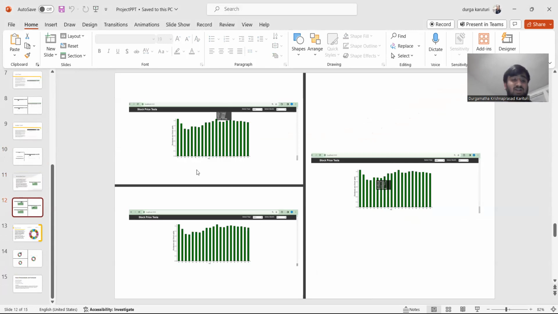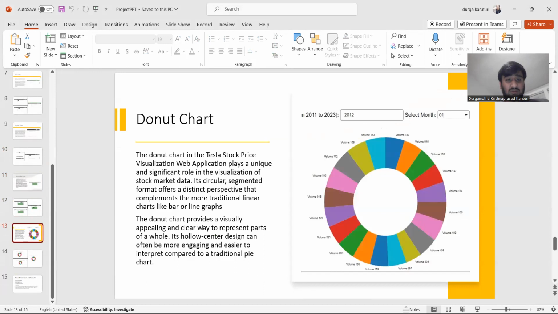Here are the images of the second chart. Now coming to the donut chart analysis. The donut chart in the Tesla stock price visualization web application plays a unique and significant role in the visualization of stock market data. Its circular and segmented format offers a distinct perspective that complements the more traditional linear charts like bar or line graphs. Here is an overview of the role and the type of data it typically represents.